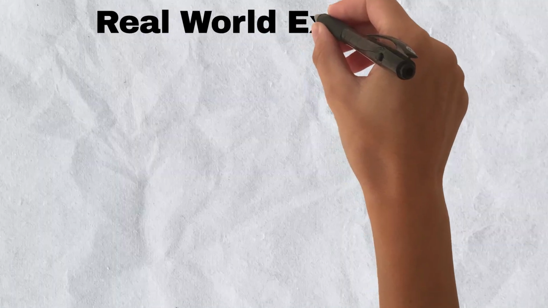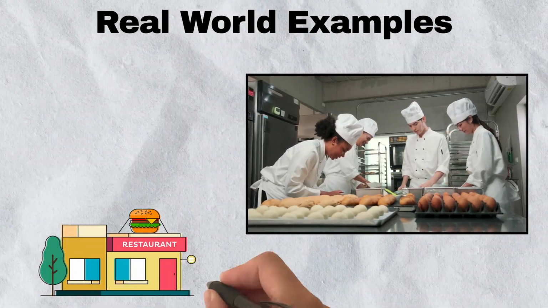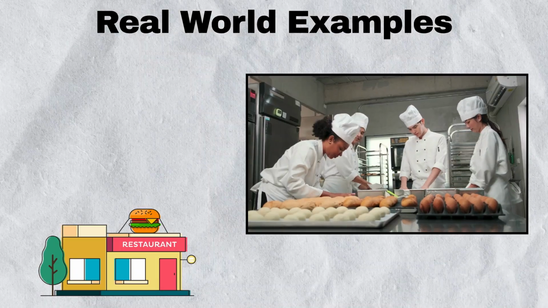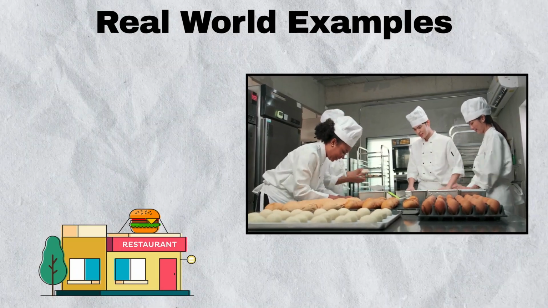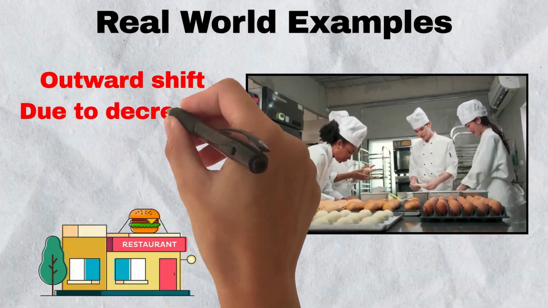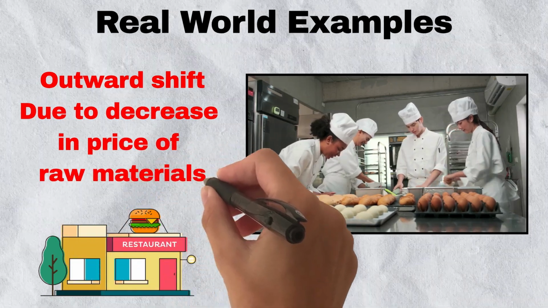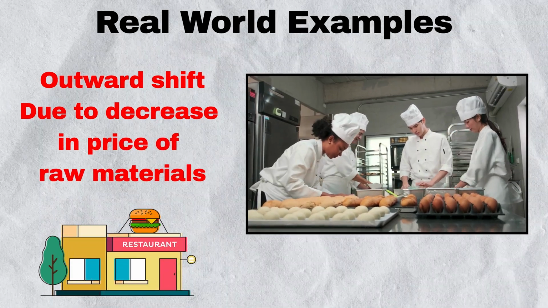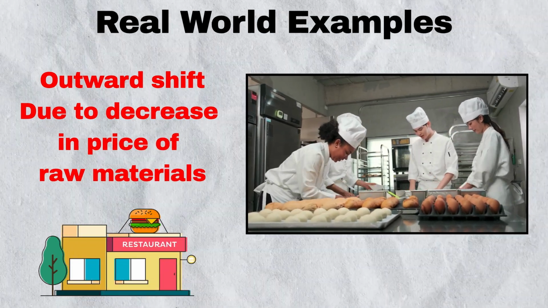To finish this video, we will now explore some real-world examples to apply your learning to. For example, if the raw materials that restaurants use for food decreased in price, it would lead to an outward shift in the supply curve and result in a higher quantity supplied. This is because it becomes less expensive to produce the food, so firms will supply more.